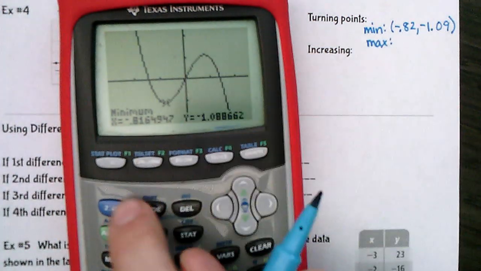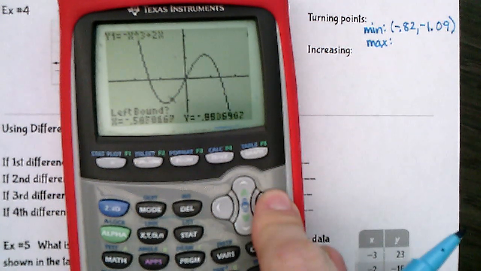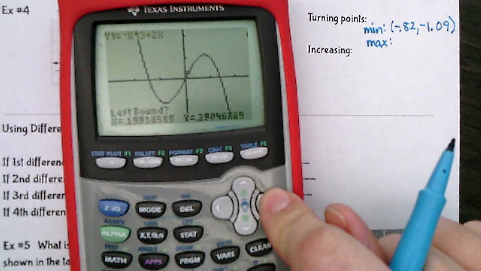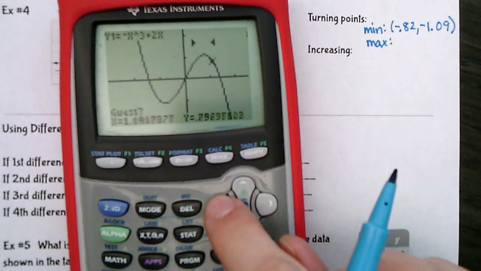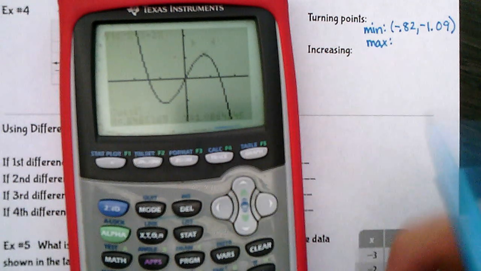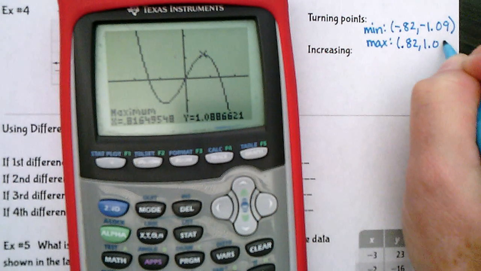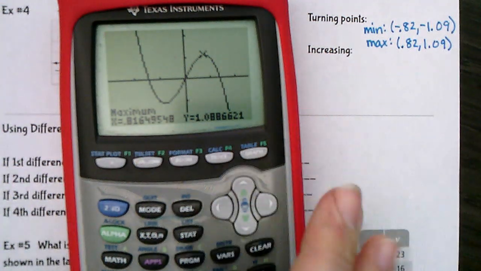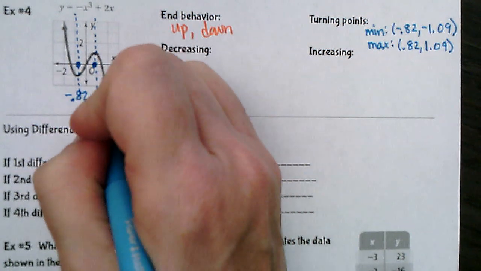And then for the maximum, second calc, find the maximum. And we've got to do left bound, right bound, guess again. So left bound, enter, right bound, enter, guess, enter. Oh, that is at 0.82, positive 1.09. That's very symmetrical. So this x value is 0.82.